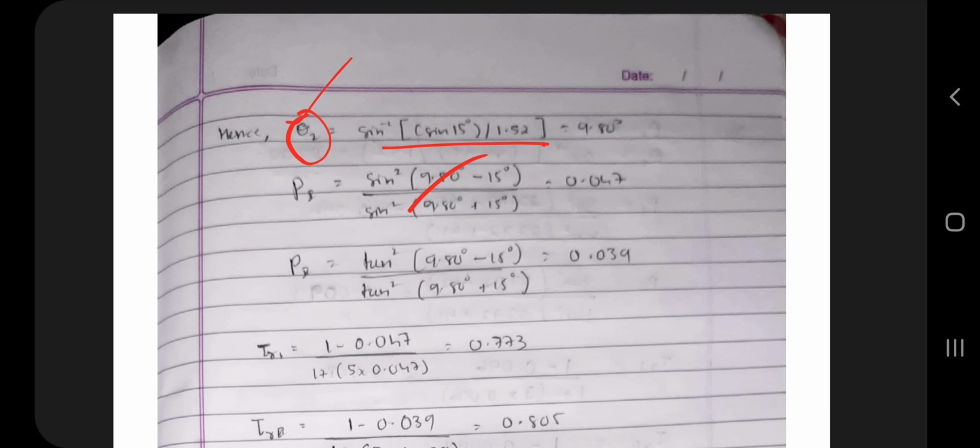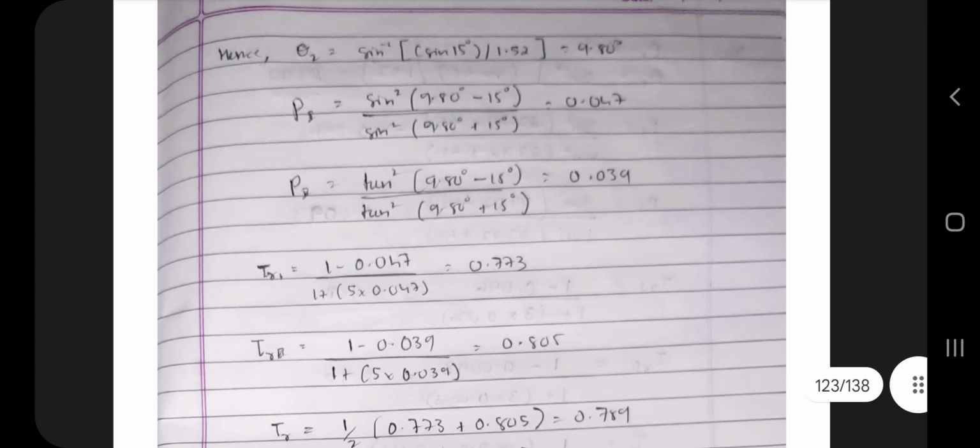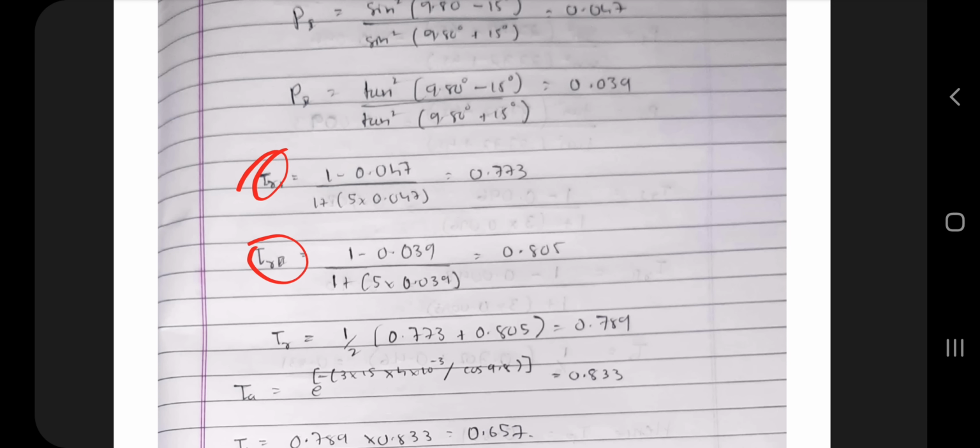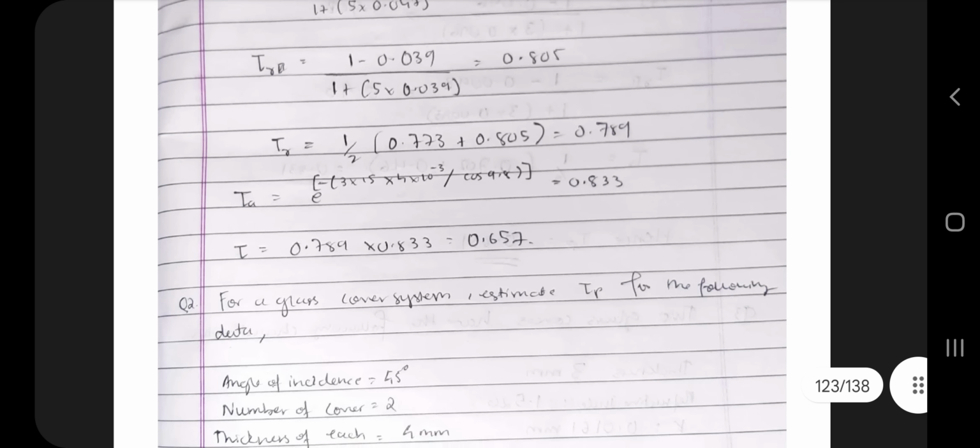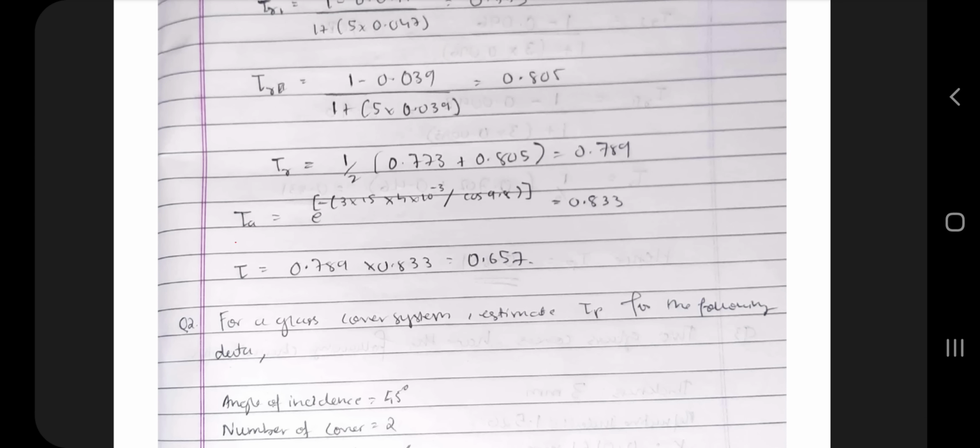Substitute the theta 1 and theta 2 values and you will get this one. To calculate tau r1 and tau r2, those values are also given in the corresponding pages. You can find those values on page number 101. In the bottom you can find how to calculate these values. With this substitution, you will easily get the value of tau r and tau a. Multiply these both to get the value of tau.